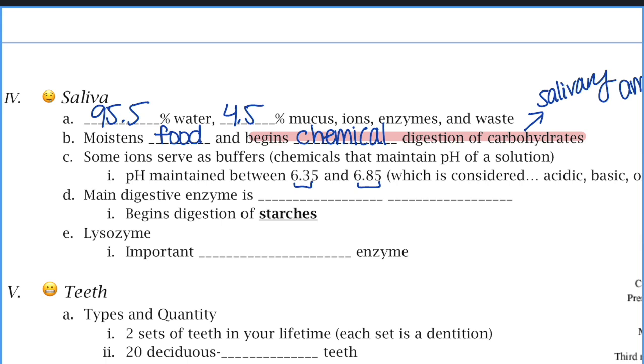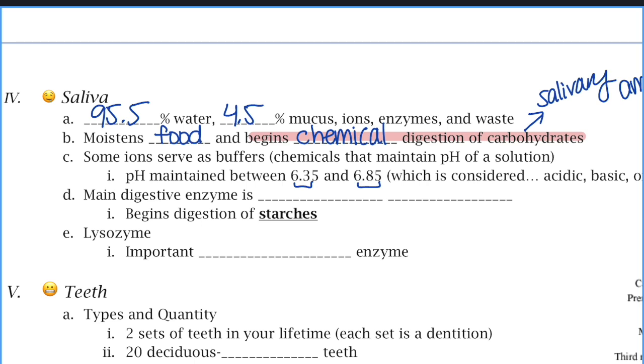Other things that saliva does, other than moisten the food and provide us with salivary amylase, is provide ions that serve as buffers to help control the pH. Because I don't know about you, but I like things that are not very bland. I like spicy food. Who likes spicy food? Who likes citrus, oranges and lemons and all that? Garlic. All of those things mess with the neutral pH.